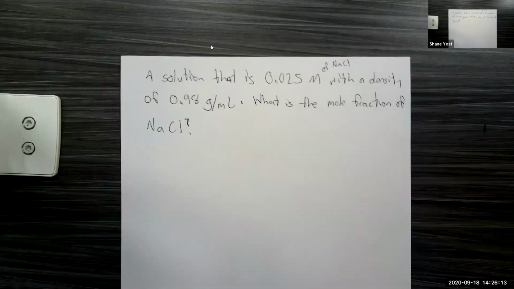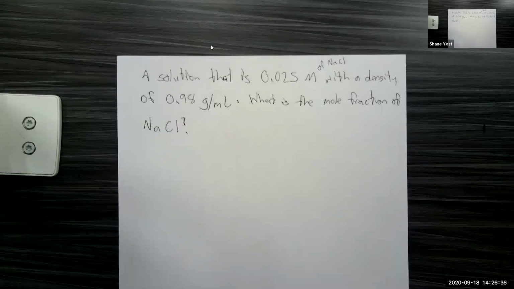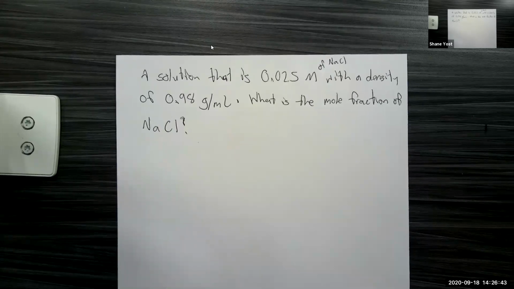So I have a sodium chloride solution. The solute is sodium chloride, the solvent is water. The concentration and molarity of that solution is 0.025 molar. I'm given the density is 0.98 grams per milliliter, and I'm asked what is the mole fraction for this system. I think it's a little bit clearer there.